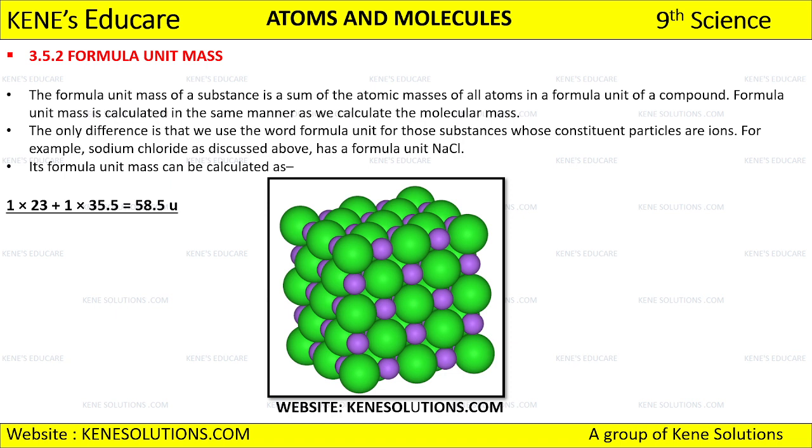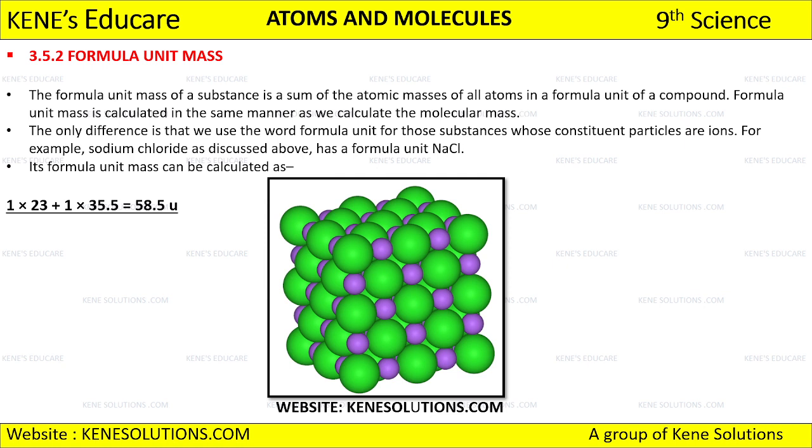We know sodium and chlorine. How many sodium and chlorine are present over here? There's only one. So 1 into the atomic mass of sodium, which is 23. And how many chlorines are present? Only one. So 1 into the atomic mass of chlorine, that is 35.5. When you sum that up, you get the answer as 58.5 atomic mass unit. Got it? So this is how we calculate the formula mass unit.